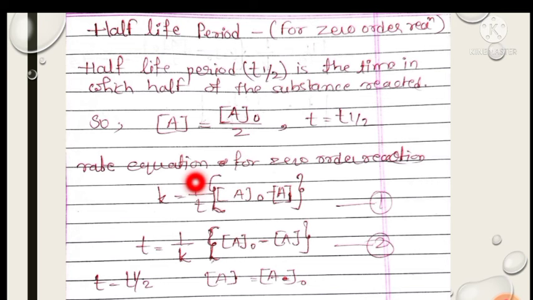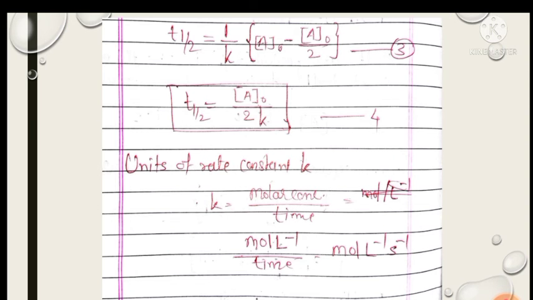Okay, so this equation is the rate equation for zero order reaction. Here we have to put the values of time t and A. So in place of A we have to put A0/2, and in place of t we have to put t half. So it will be like this. First we shifted t. Okay, now we have to put the values here for t and for A. So it will be t half and it will be A0/2.